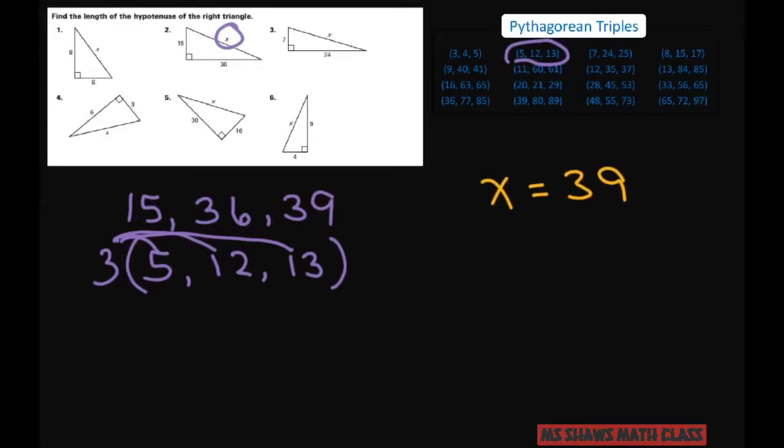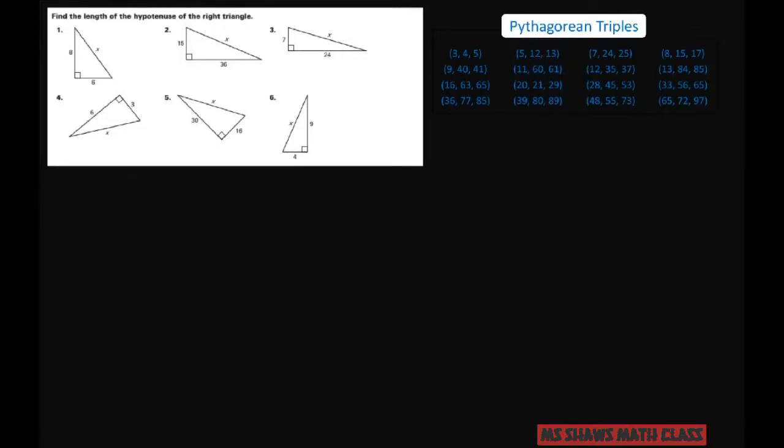All right, let's see if we can do it with the next one. Well, the next one is staring us right in the face. 7, 24, 25. So the 25 again is always your longest length, which is your hypotenuse. So this equals 25.